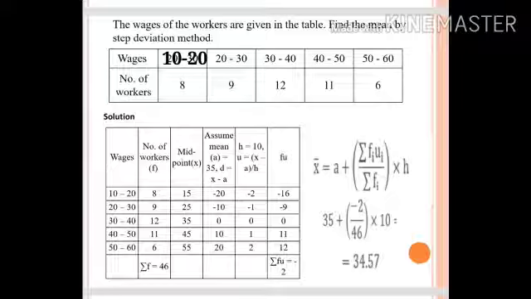In decimal, the answer you get is 34.57.